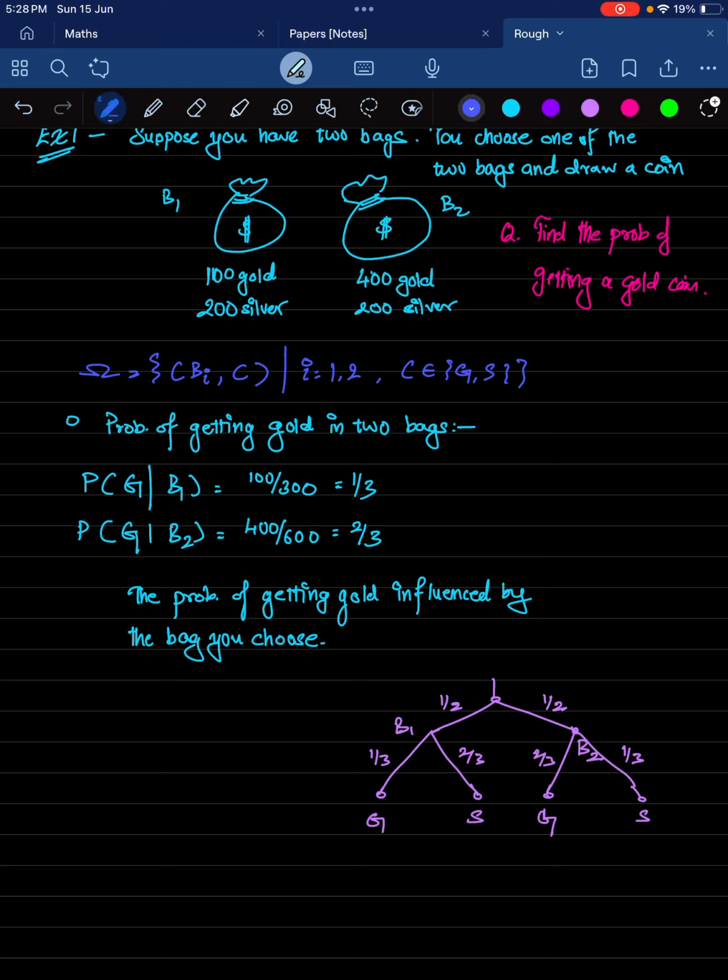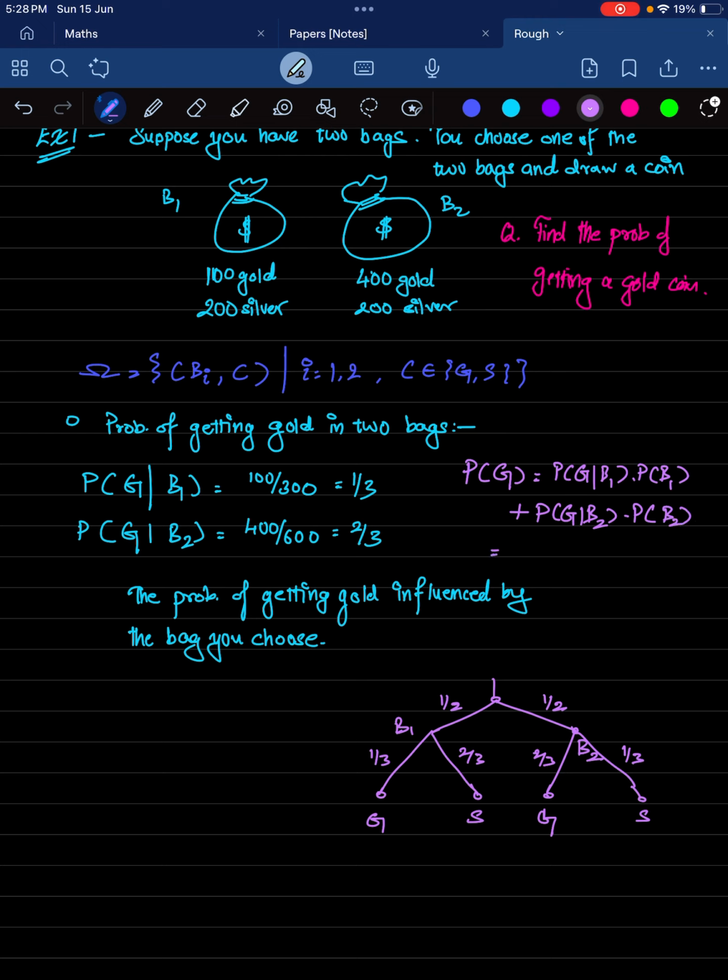And so if I use the total probability theorem, the probability of striking gold, I'll use a different color for that. The probability of striking gold there is the probability of gold given you go down the B1 path times what's the probability of going down the B1 path plus the probability of gold if you go down the B2 path times the probability of going down the B2 path.